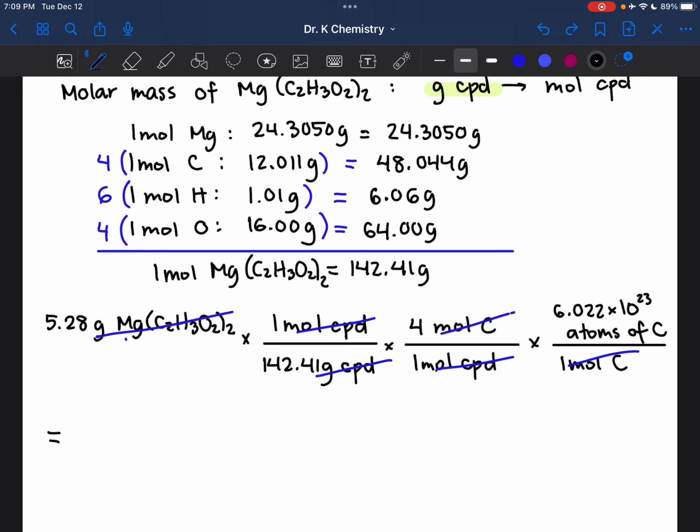Now, just be careful when you're plugging Avogadro's number into your calculator, because you want to make sure you put this in parentheses so that you're not getting any strange exponent things going on. Okay, and I'm getting 8.93 times 10 to the 22 atoms of carbon, which makes sense because atoms are really, really tiny.